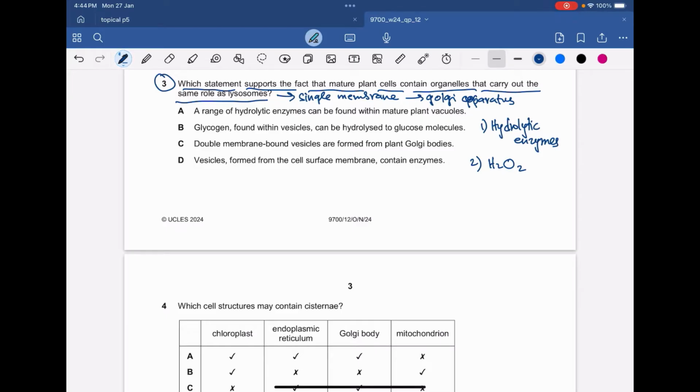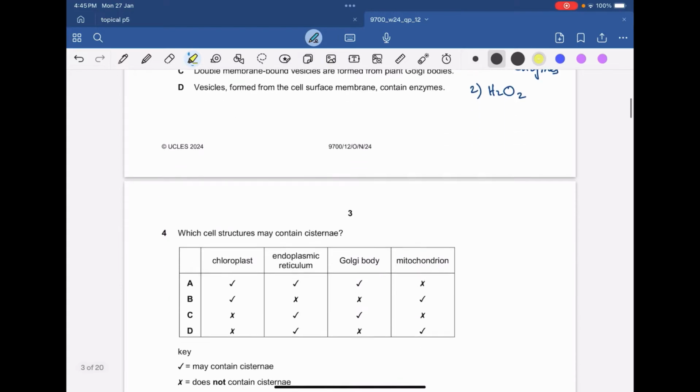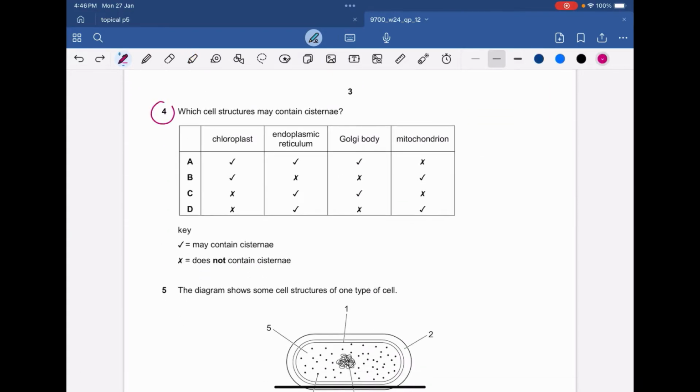So the answer can be that a range of hydrolytic enzymes can be found within the mature plant vacuole. Yes, the answer can be option A, because here we can see that the hydrolytic enzymes are found in the mature plant vacuole, which are also found in the lysosomes. So hence the answer over here is option A. Now let's move on to question 4.